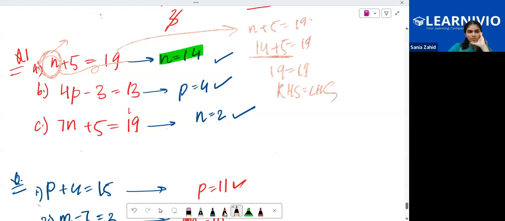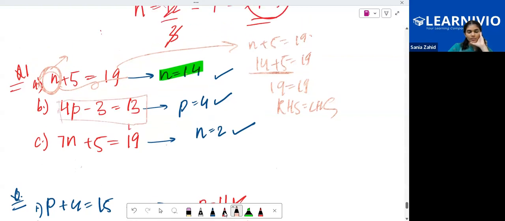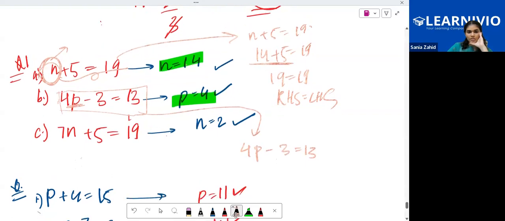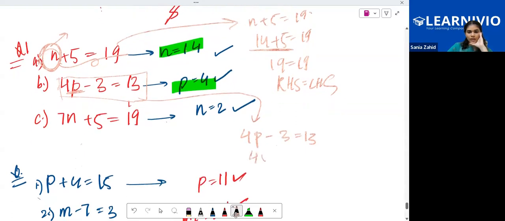Okay, we shall discuss now. Please, both of you pay attention. In B1, we have 4p minus 3 will give you 13, and p we are getting as 4. So now we will put the value of this p in this equation. We have 4p minus 3 will give you 13, right? So instead of p, just write down 4. So you will have 4 into 4 minus 3 will give you 13.